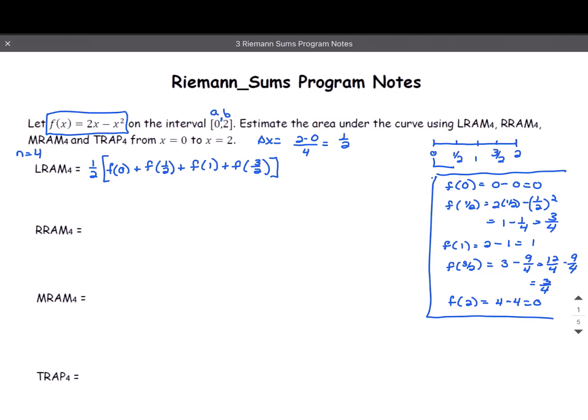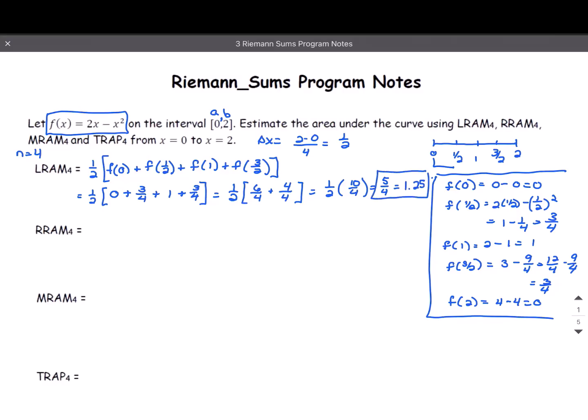Okay, so now back to my LRAM, I have 1/2 times, and we said that f of 0 is 0, plus f of 1/2 is 3/4, plus f of 1 is 1, plus f of 3/2 was 3/4. All right, and if we do that addition, we're going to have 1/2. Now 3/4 plus 3/4 is 6/4. 0 plus 1 is 1, but I want to write that 1 with the denominator of 4, so it's 4 over 4. And then 6/4 plus 4/4 is 10/4. When we multiply that by 1/2, we're going to get 5/4. And if you prefer decimals, 1.25. There we go.